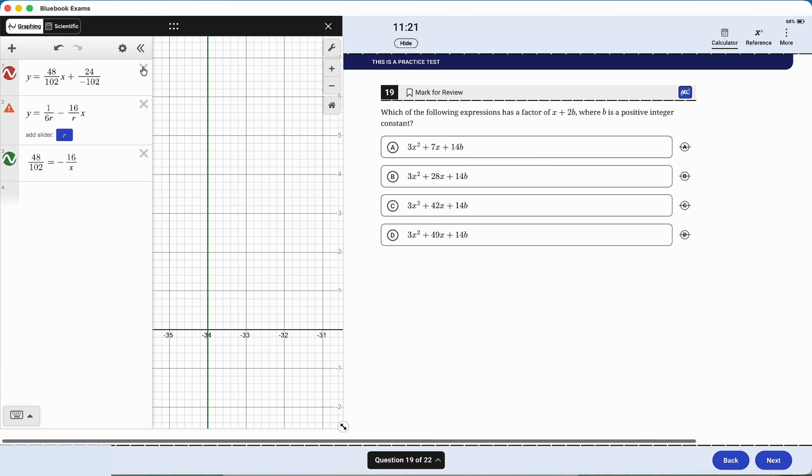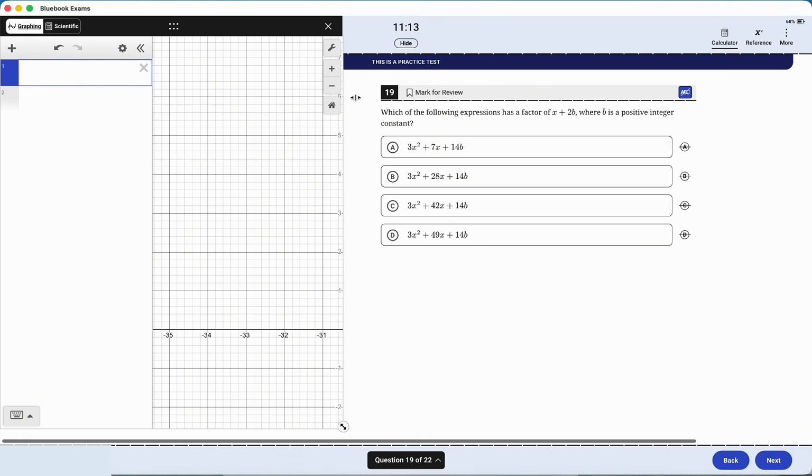Next one here. It says the factor is x plus 2b, and b is a positive integer. Oh, this is kind of a tricky one, right? So what you want to know here is they tell you one factor, you can figure out the other factor. The only thing that matters when you're FOILing is first times first. So I know the other factor has to be 3x for the first term because all of these are 3x squared. And then it has to be plus 7 because last times last has to give us 14b, right?